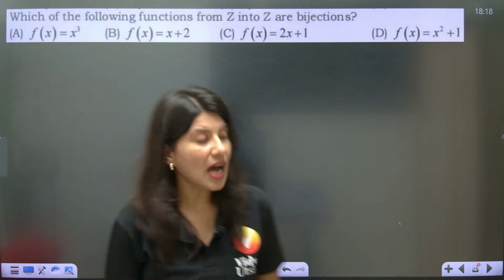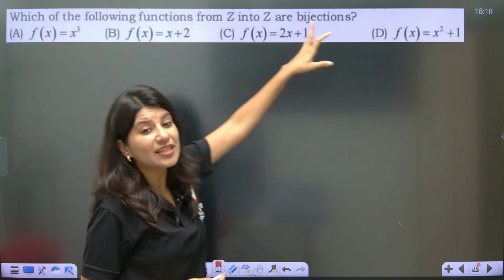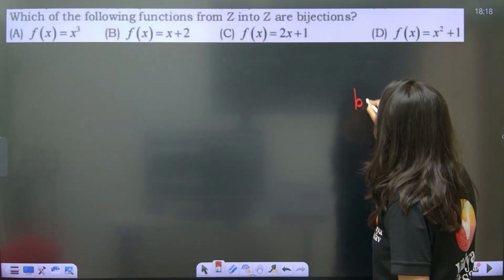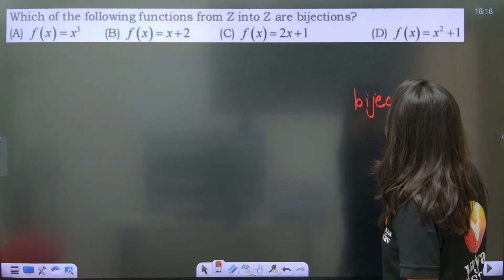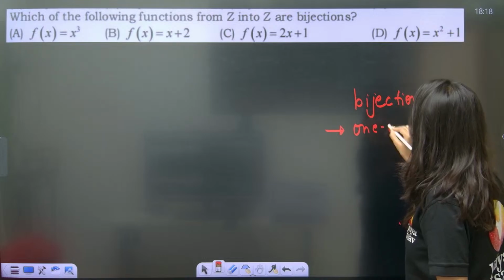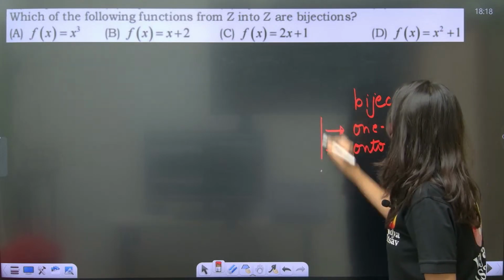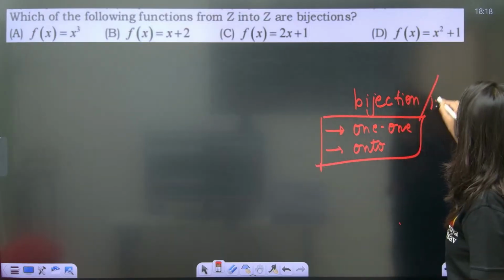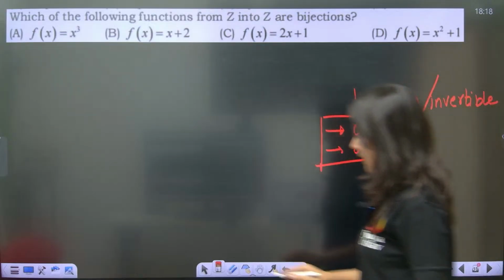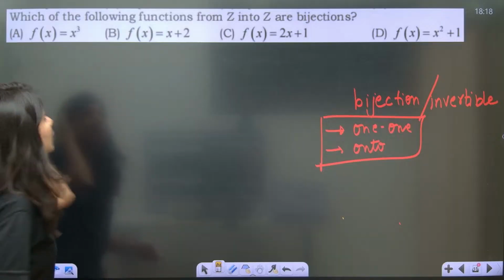Perfect. Now we are going to talk about which of the following functions from Z to Z are bijections. Can you tell me what is bijection? Bijection is nothing but another term for 1-1 as well as onto, both. It is also known as invertible as well. Invertible. A little bit graphical approach I am going to use.